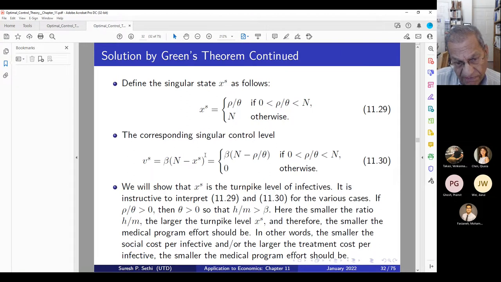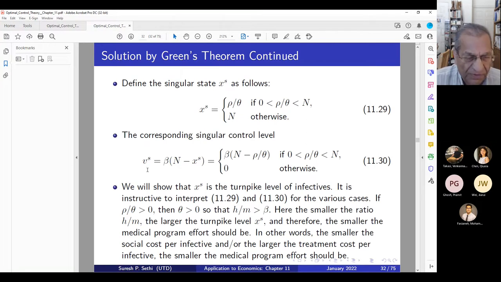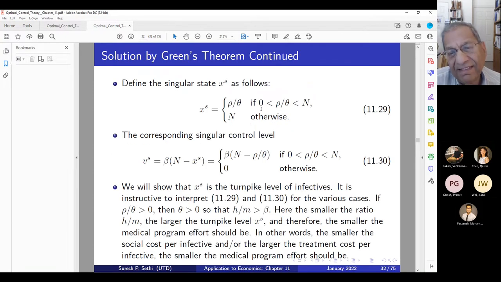The singular control is: you take this and you find out u for this value, and v. Since the singular control vs is given by this, if it is between these, then we have vs, which is to maintain this turnpike here. If it is N there, then there is no reason to make any medical program effort because our optimal turnpike is N. So just don't bother. This is like a disease which is so not serious that we don't bother at all. We just let it go wherever it goes. And if it was N, it will go down. But that's all we can do right now.